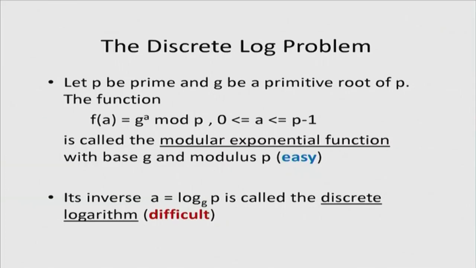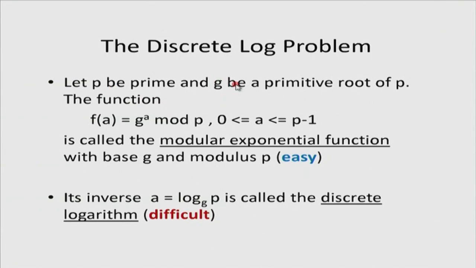This is the discrete log problem. We will define the problem and then we look at various applications of this. So let P be a prime number and let G be a primitive root of P. Just think of the set 1, 2, 3, 4 up to P minus 1. This is going to be a group, that's the set 1, 2, 3 up to P minus 1 with the operation multiplication modulo P. So this is the set and this is the group, and let G be a generator of this group.